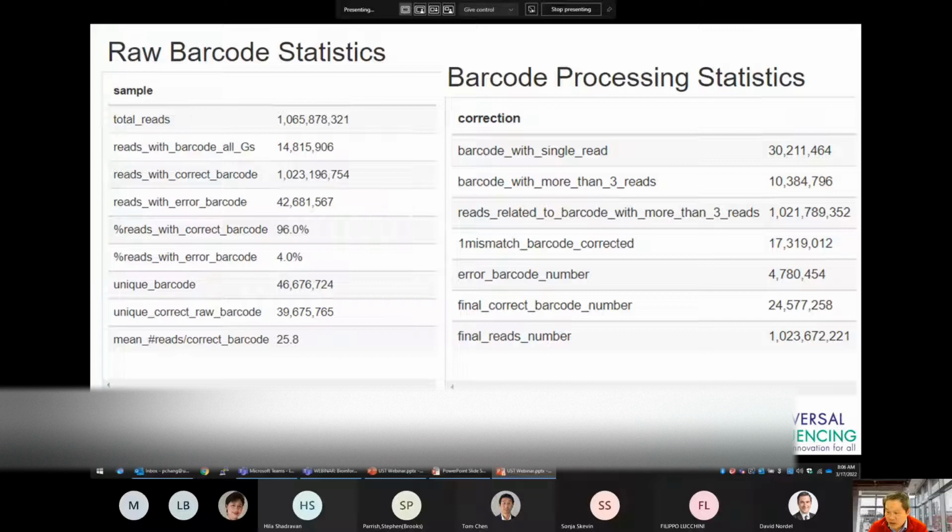What this means is that while there are a lot of barcodes, the bulk of the reads are found in these 10 million barcodes. Two important metrics here are the percent of reads with error barcodes and the number of reads per barcode. We typically report less than 5% of reads with incorrect barcodes, and we aim to have at least 15 reads per barcode. In this example here, there's 26 reads per barcode.